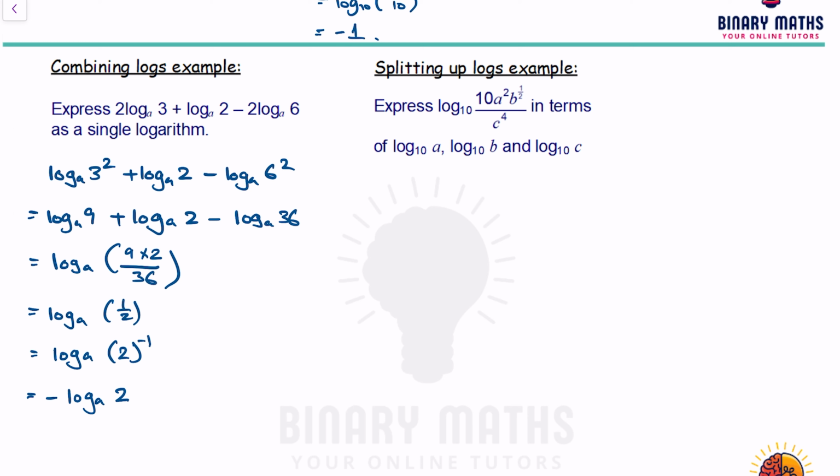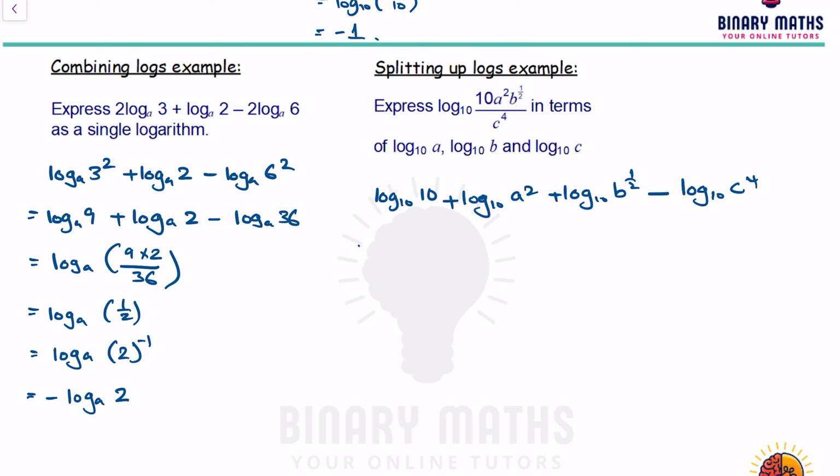Okay, express log base 10 of 10a squared b to the power of half over c to the power of 4 in terms of log base 10 of a, log base 10 of b, log base 10 of c. Okay, so if I write this out, I can rewrite it as log base 10 of 10 times a squared times b to the power of half, so I can separate it as log base 10 of 10 plus log base 10 of a squared plus log base 10 of b to the power of a half. Because it's dividing by c to the power of 4, it must be subtracted by log base 10 of c to the power of 4.